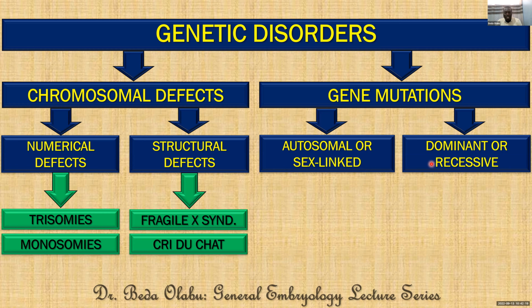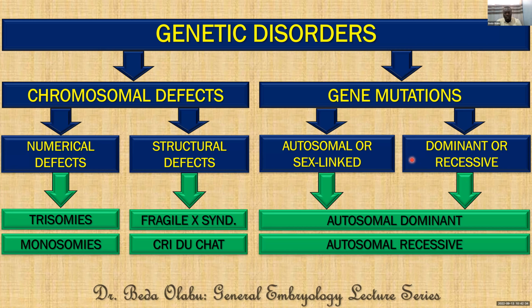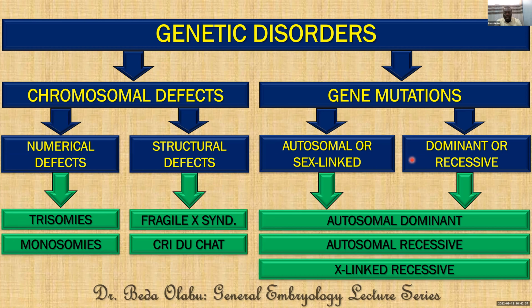Now, in terms of how we classify them, we combine the first concept and the second concept to give us some terminologies. For example, you can have autosomal dominant disorders. You can have autosomal recessive disorders. We can have X-linked recessive disorders, just to give examples, but you can have combinations. Perhaps X-linked dominant, Y-linked dominant, Y-linked recessive as well. But these are the ones you'll come across often, and these are the ones I'll give you examples about.